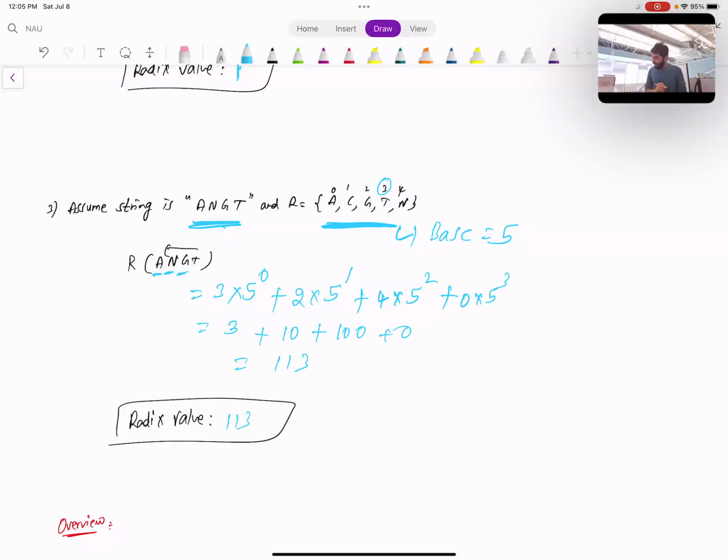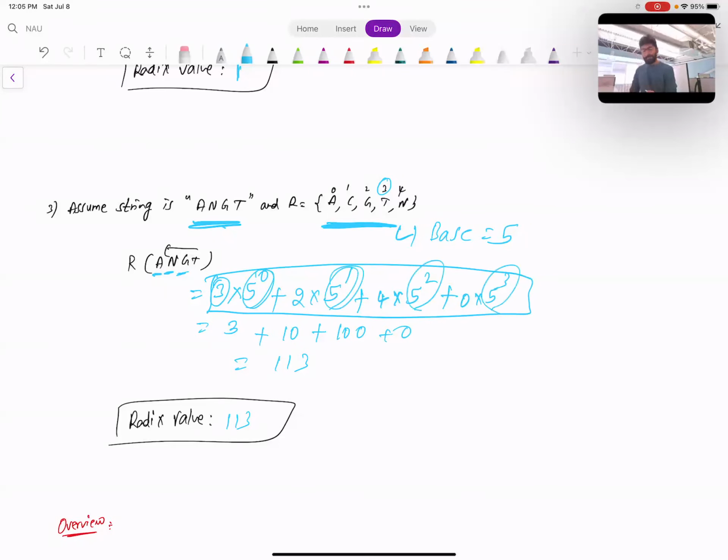I guess the calculation is correct, but don't focus on the calculation, focus on how the formula is working. This is what you have to consider. This is how the formula works. You take the base index notation and you keep on increasing the power of the base, R power n minus i. So this is 113.